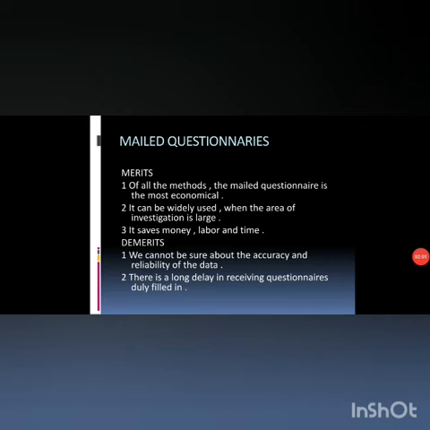Merits. Economical. This method is small in terms of time, money, and effort involved. Second, original. This method is original and therefore fairly reliable. Third, this method allows wide coverage of the area of study. Demerits. We cannot be sure about the accuracy. The data are not correct because the person can fill in anything he wants.